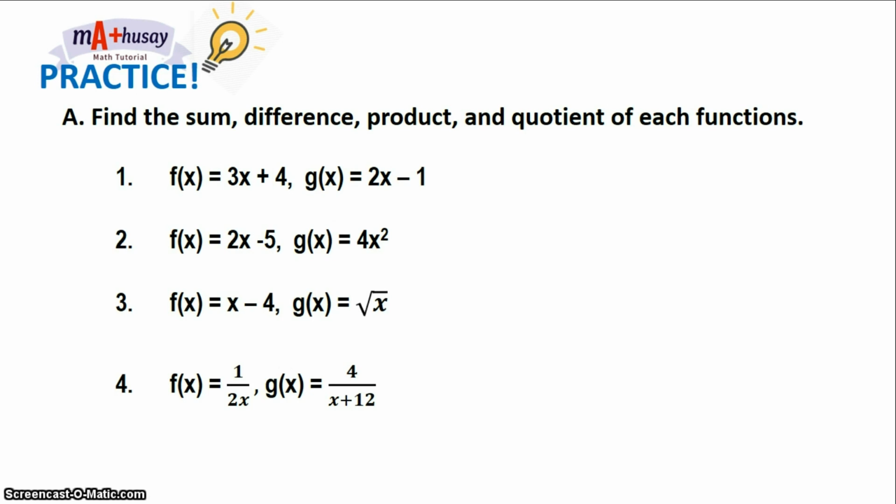Please pause this video and try these exercises. So, ang ating exercises ay, you have to find the sum, the difference, the product, and quotient of each function. So, i-add, i-subtract, i-multiply, at i-divide yung mga functions na given. So, sa number 1, gawin nyo yung sum nitong dalawang function, i-subtract, i-multiply, and then you divide. So, ibig sabihin, in this activity, each number, meron kayong 4 na sagot. So, if you're done, type your answers on the comment section.